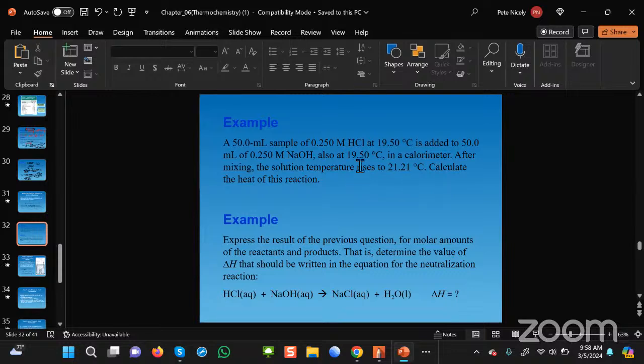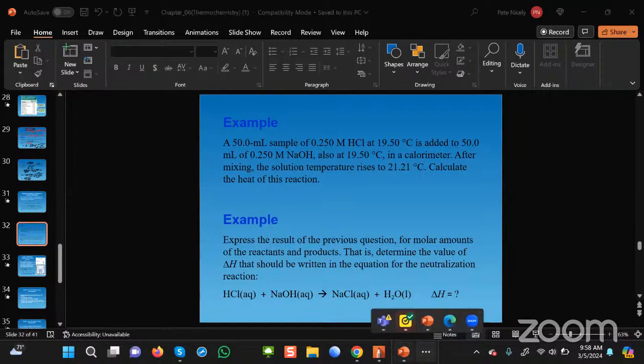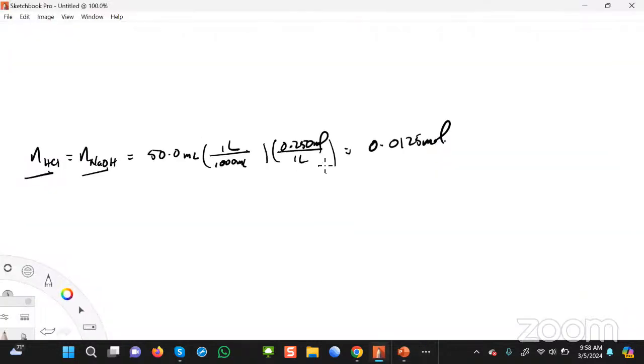Okay, the only thing that's missing here is, oh, okay. Now I know what to do. So basically, we're going to use the equation Q is equal to M times C times delta T, right? Let me write that up here. Q is equal to M times C times delta T.